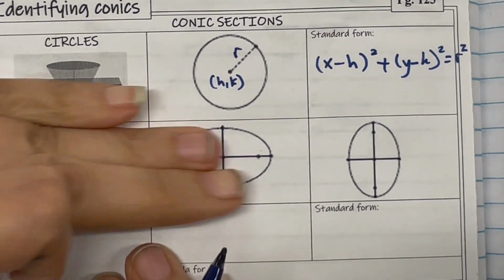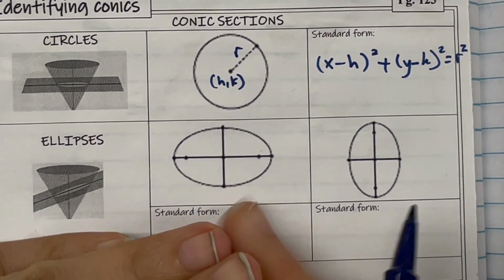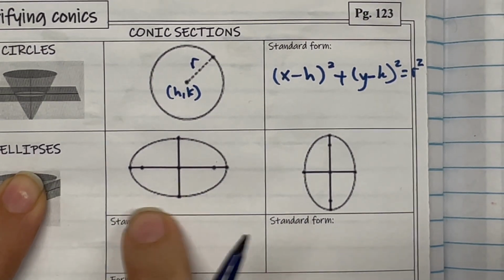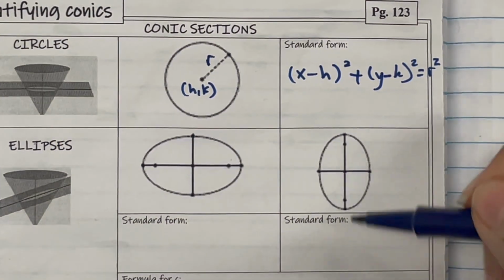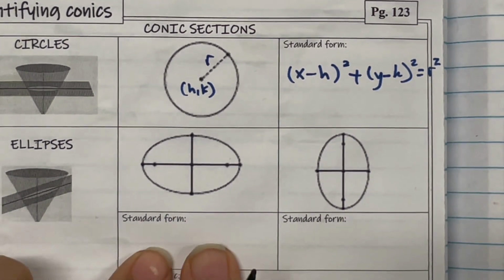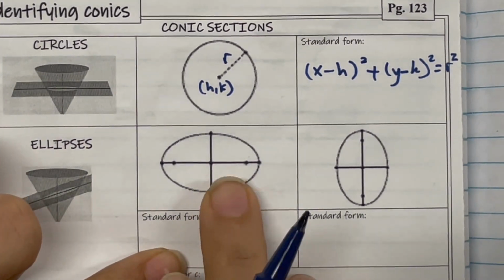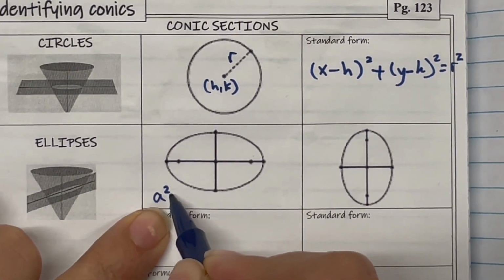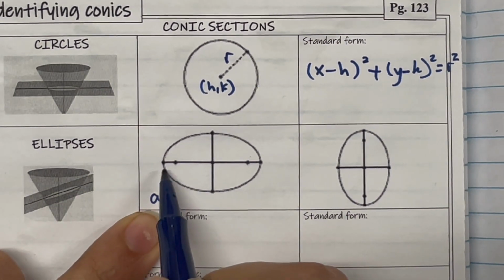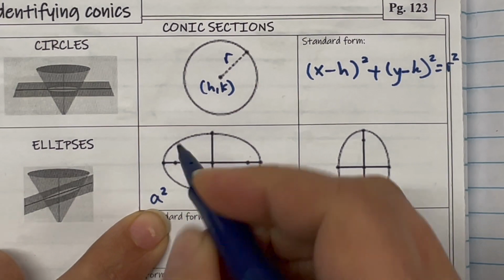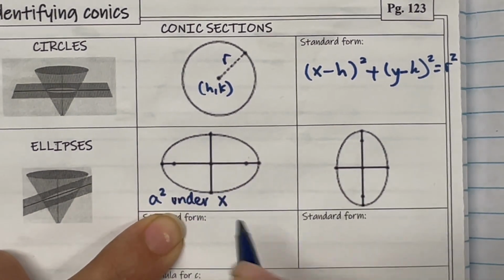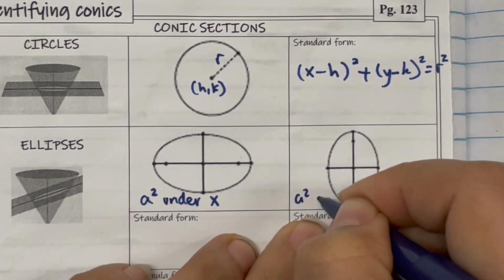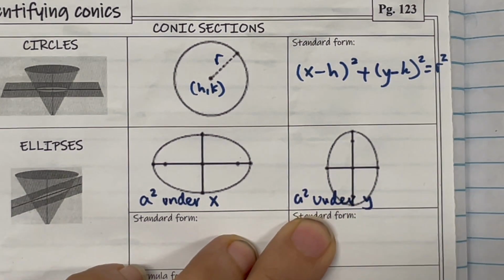So if I slice it this way, it's going to be a circle. If I slant it ever so slightly, it's going to be an ellipse, right? And remember, you can have a horizontal ellipse stretched this way. You can have a vertical ellipse stretched this way. So for the standard form of an ellipse, a squared is always the direction that it's stretched. So if this is stretched horizontally, a squared must be under the x because it is stretched horizontally. If it's stretched vertically, a squared is under the y value, okay?